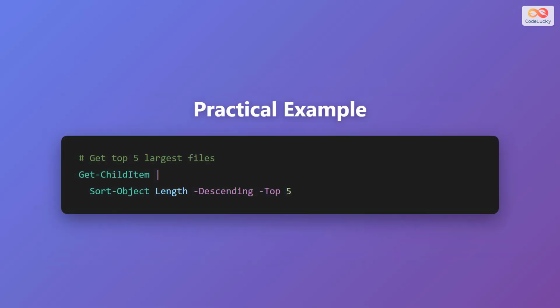Let's put it all together with a practical example. This command gets all files in the current directory with Get-ChildItem, pipes them to sort-object, sorts by the Length property in descending order, and then uses -Top 5 to return only the 5 largest files. This is a common task when you need to find what's taking up space on your disk. Notice how we chain the parameters together: the property to sort by, the sort direction, and the number of results to return. This gives you powerful data filtering in just one line.